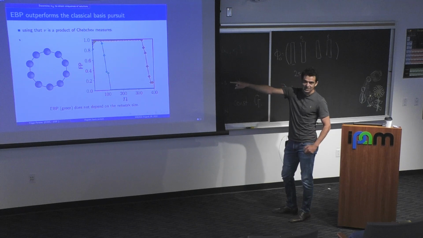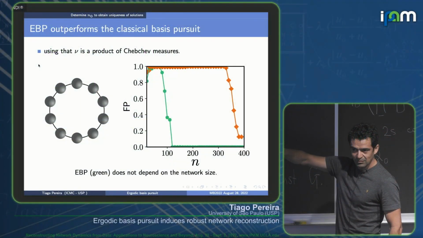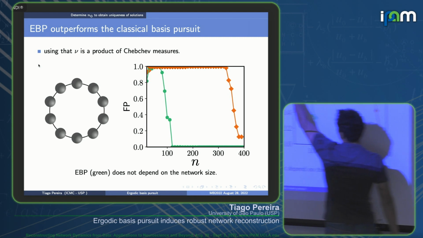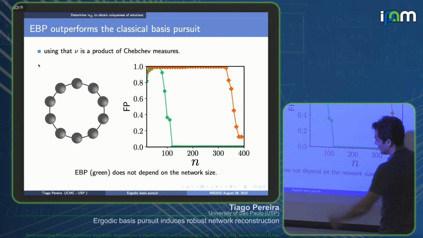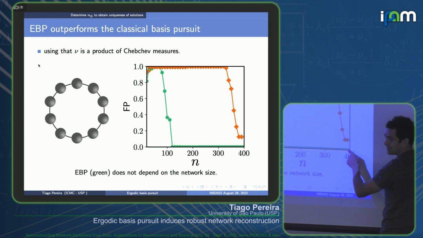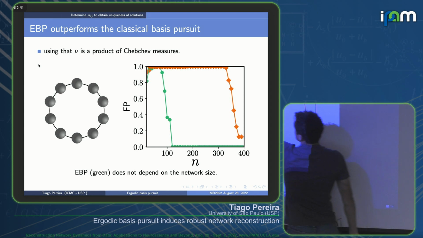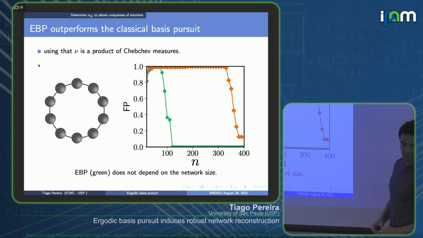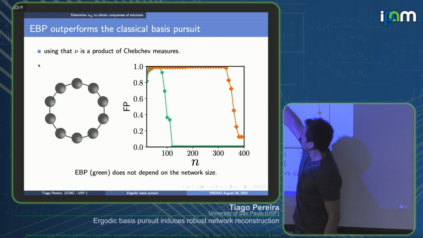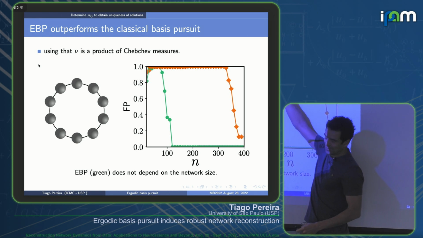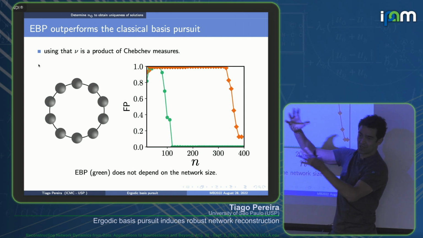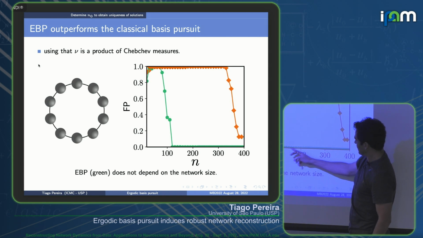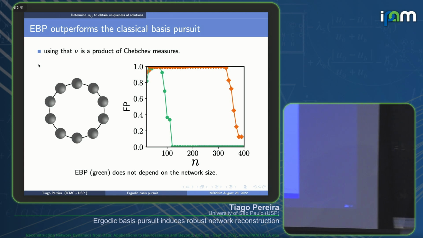Okay, so let's go back to this example. You remember, this is the logistic map with cubic polynomial coupling. Here on the y-axis I had false positives, and on the x-axis I had the length of the data. The red curve was the L1 basis pursuit, the classical one. And the green curve is the ergodic basis pursuit. I'm calling it ergodic basis pursuit when I use ergodicity, adapt the basis, and do these tricks. You see, after 100 points, bang, the solution is always unique. No false positives, no false negatives.